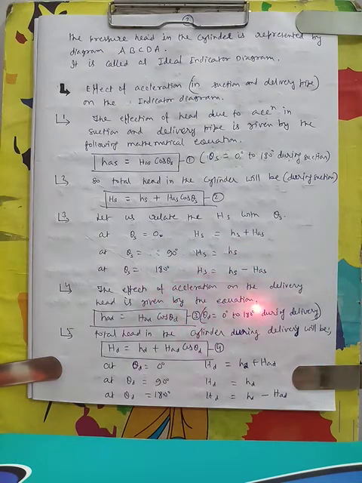Similarly, during the delivery stroke, the effect of acceleration on the head will be given by this equation. HAD means HA for acceleration, D for delivery, that is, the effect of acceleration on the head during the delivery stroke, where theta D during the delivery stroke varies from 0 to 180 degree. The start of the delivery stroke is taken as 0 degree, and the end of the delivery stroke is taken as 180 degree.